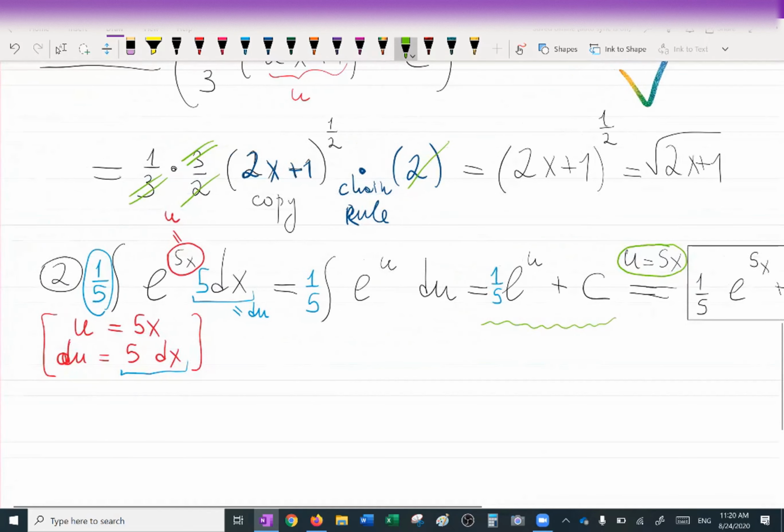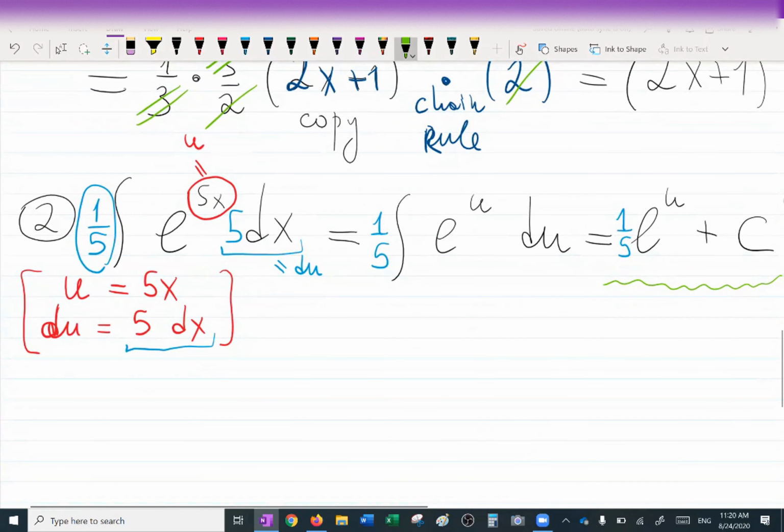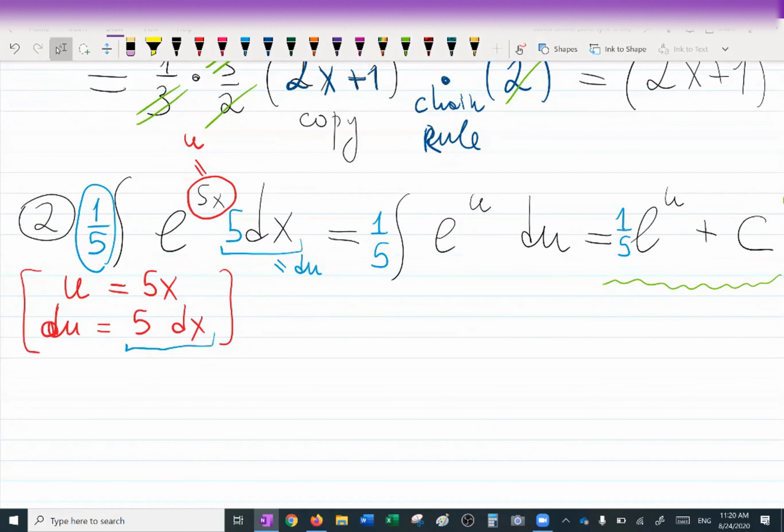If you're not a very creative person, maybe you are, you just don't think that you are, I do recommend you stick to this method. But if you did not get how I got this 5dx thing, why did I even get this 5dx thing, then this is what I teach as way 2. When you set u to be 5x, then you found du is 5dx. Solve for dx. So I will choose green color. dx will be 1/5 du.